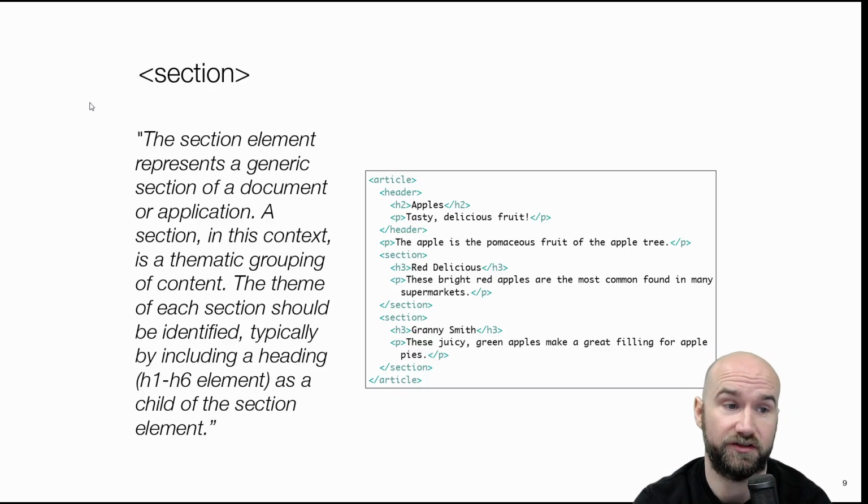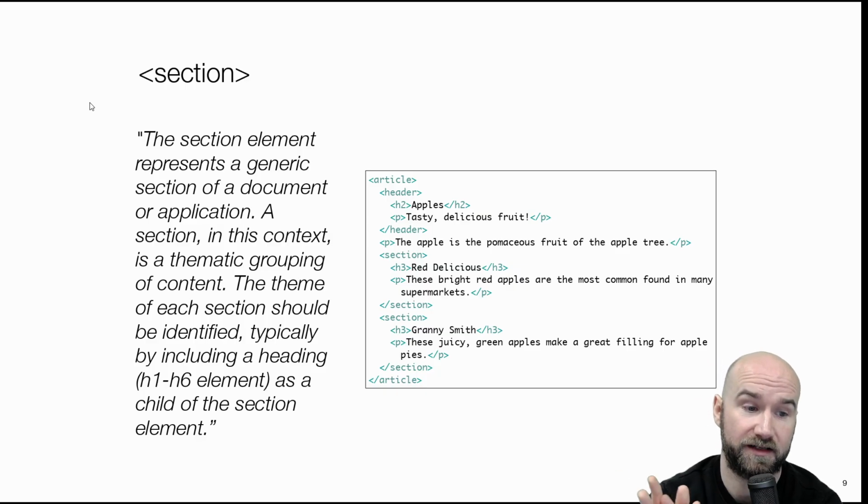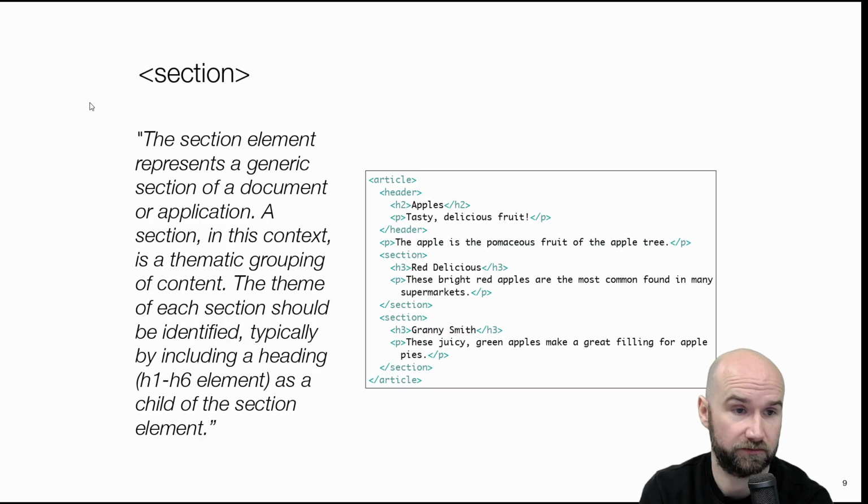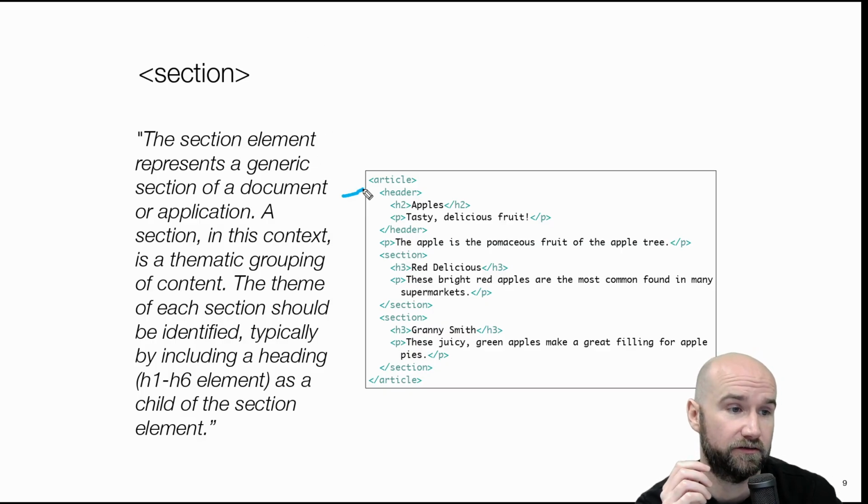The section element is a generic section of the document, a thematic grouping of content. The theme of each section should be identified by including a heading as a child of the section. If we take a quick look over here on the right hand side, we have our article. We have a header within our article, and note we can put headers within articles, not just at the top of the page. We have a section within our article, and each section then has a heading. You'll note that we're going from H2 down to H3 here. And we have a section over here as well.